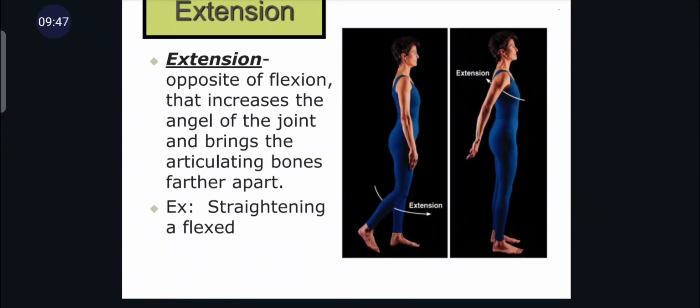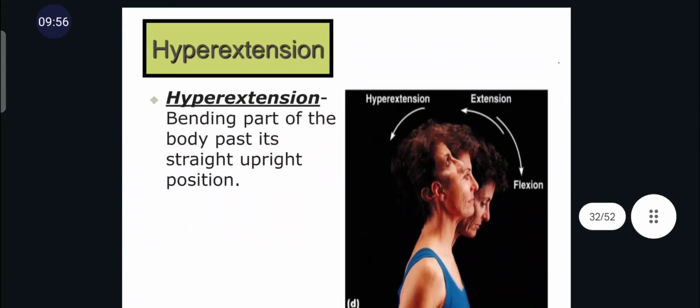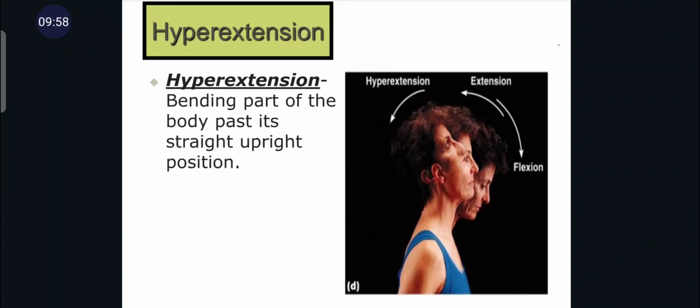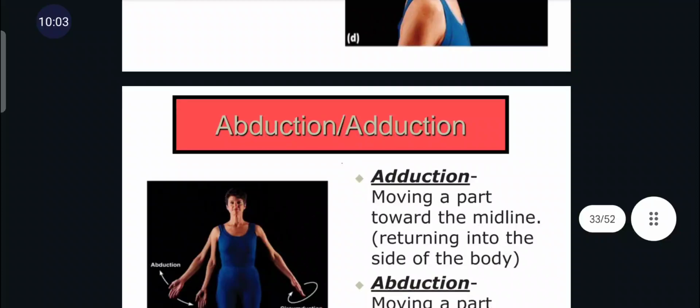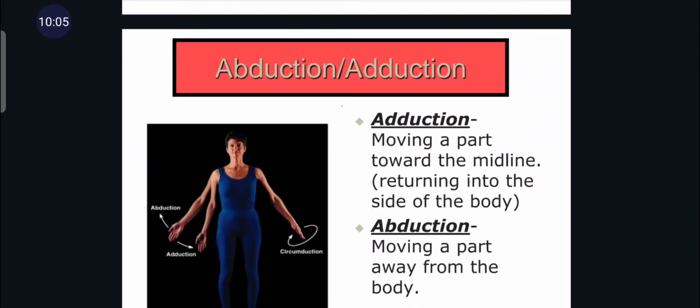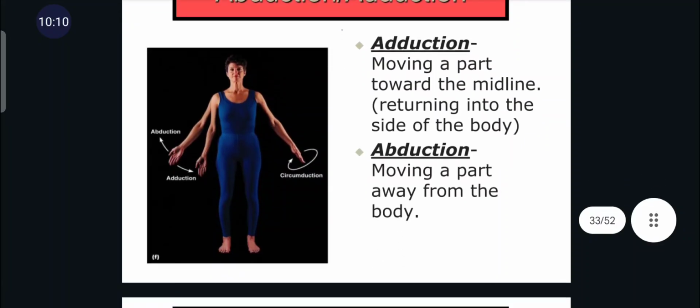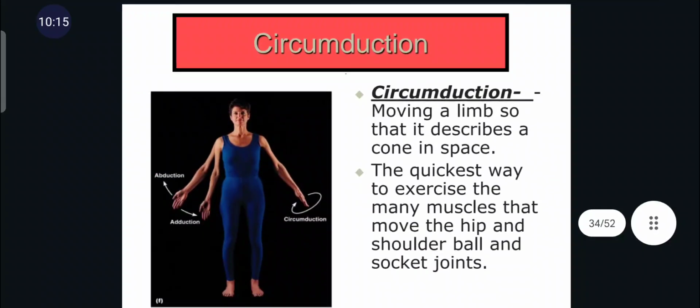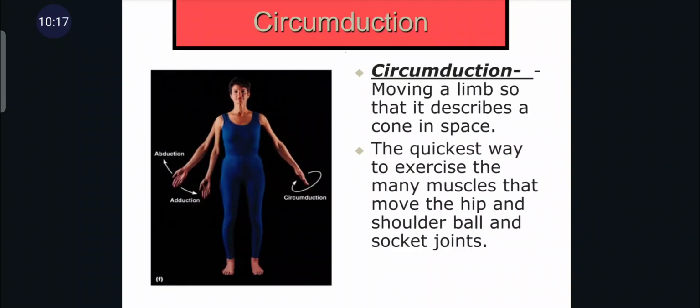Extension is the opposite of flexion; it increases the angle of the joint and brings the articulating bones apart from each other. Hyperextension is bending a part of the body past its straight upright position. Adduction is moving a part towards the midline, returning it to the side of the body. Abduction is moving a part away from the body.